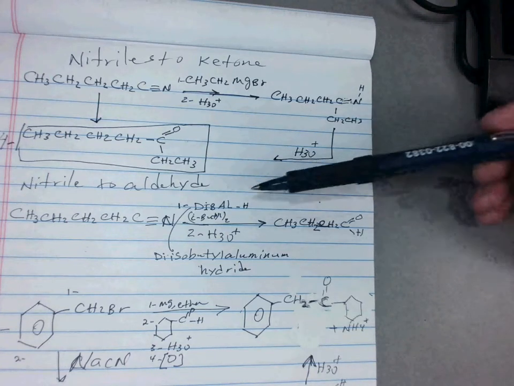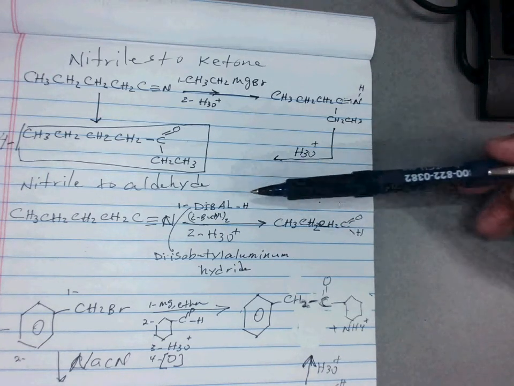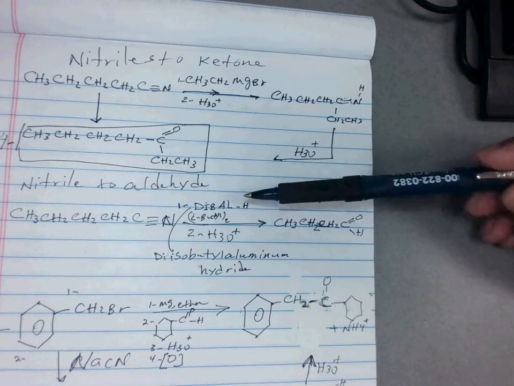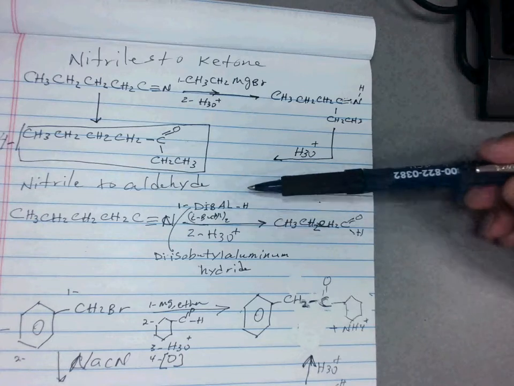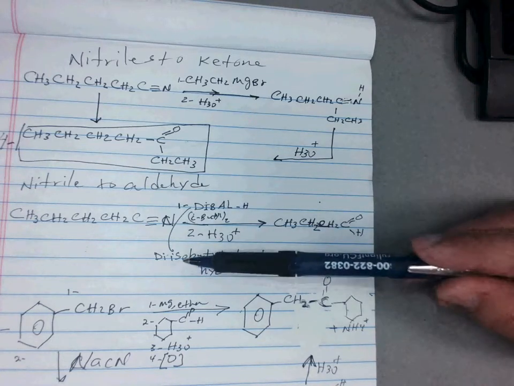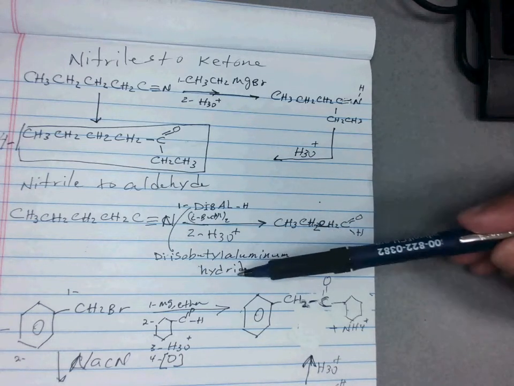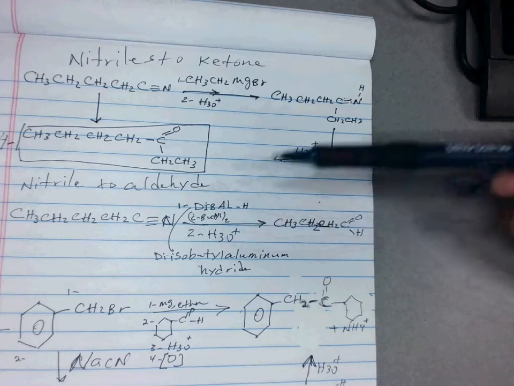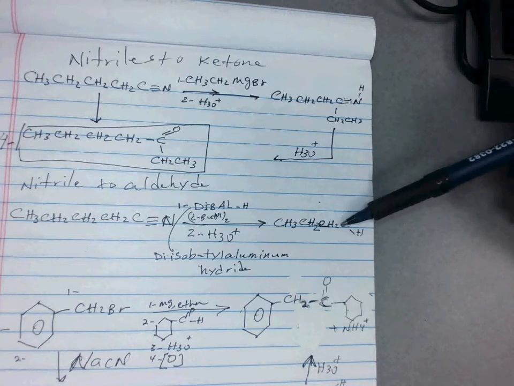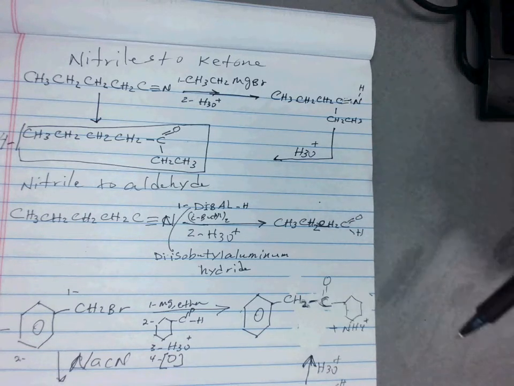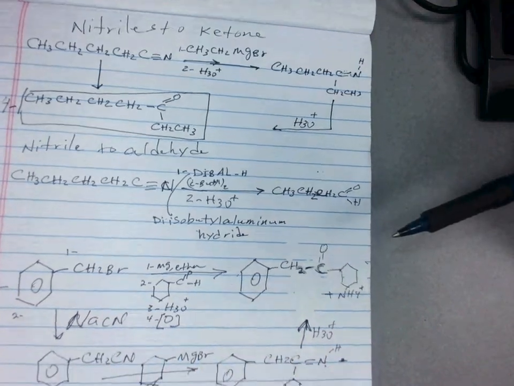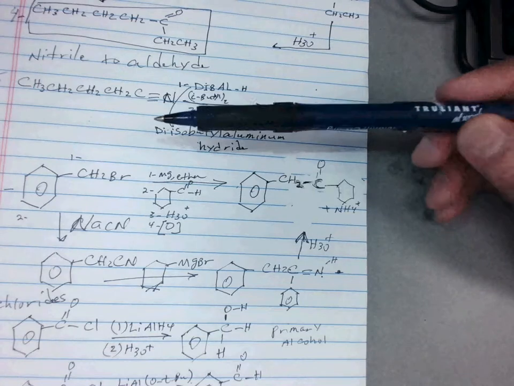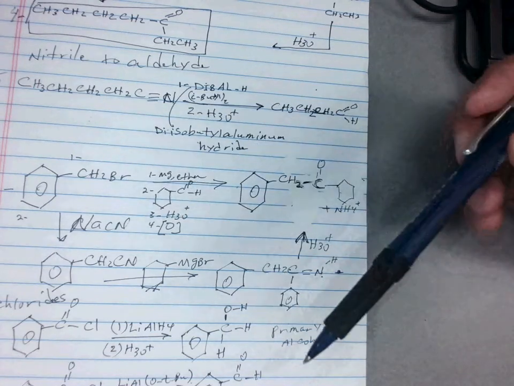So if you are going to stop the reaction right there, what you need to do is use a modified reducing agent, and that modified reducing agent, as is mentioned in your textbook, is diisobutyl aluminum hydride. So you add this reagent first, then you acidify the solution, then it's going to be changed to an aldehyde.